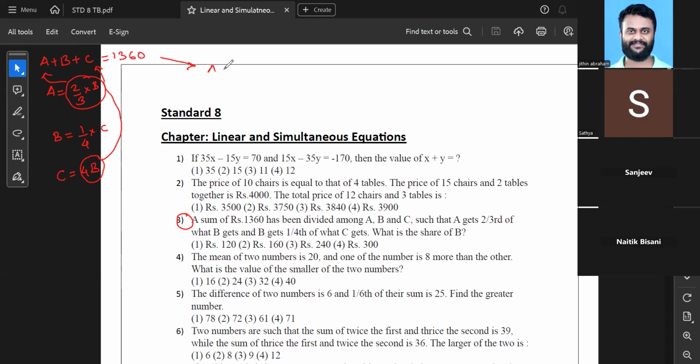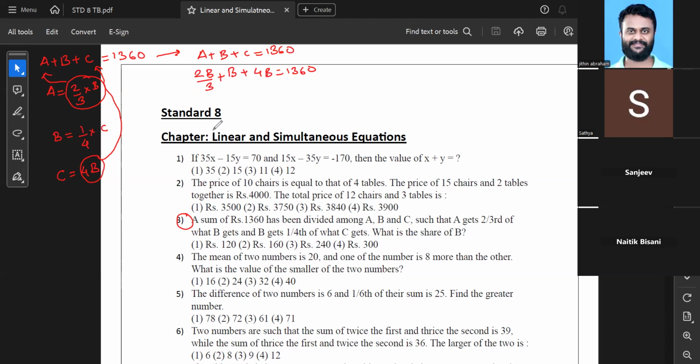Okay, I'll do one thing. I'll just write it again. A plus B plus C is equal to 1360. Instead of A, I'll write 2B by 3, plus I have B, plus instead of C, I'll write 4B is equal to 1360. Now, I can see I have B everywhere. So now my tension is over. But here the denominator 3 is irritating.